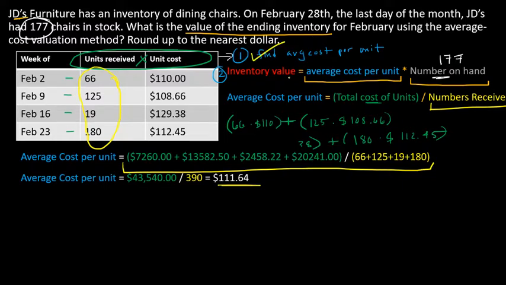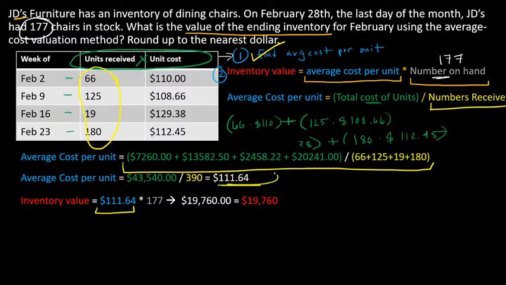So that was step 1, just finding that average cost. Step 2 is plugging into inventory value. And again, we know that our inventory value is just going to be our average cost of $111.64 times the number on hand, and that comes out to $19,760. The prompt said to round up to the nearest dollar. This just so happened to work out completely even already, so the answer is $19,760. So that's the average cost method. The only time you do what I just did is when the prompt tells you to use the average cost method of valuation.